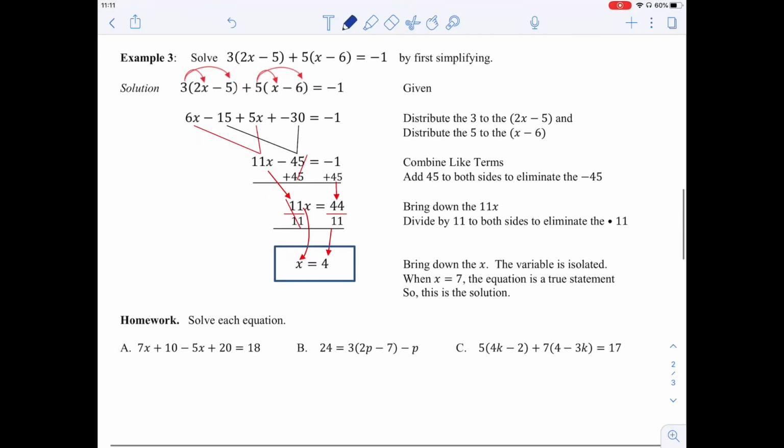Example number 3, right here. I'm going to go through it real quick. So now you have two different parentheses, so we want to simplify it first, right? We just distribute the 3, distribute the 3 here, distribute the 5. Then we have our next line, combine like terms, and we have a two-step equation. Get rid of the constant, do the opposite, divide by the coefficient, and we get our answer.